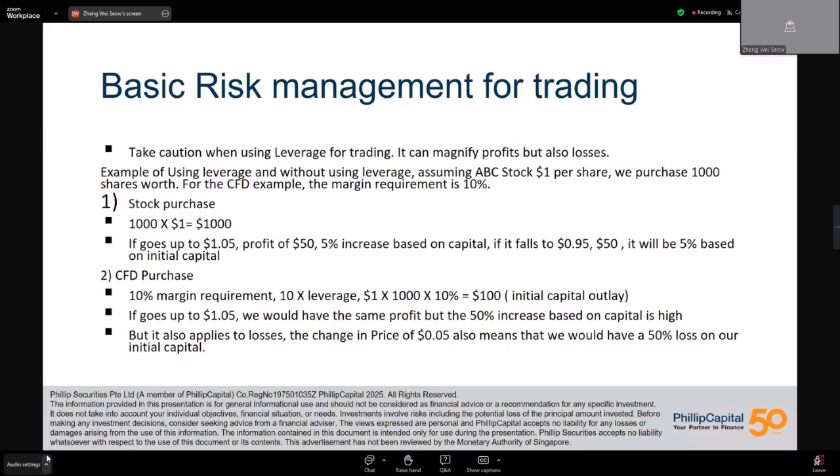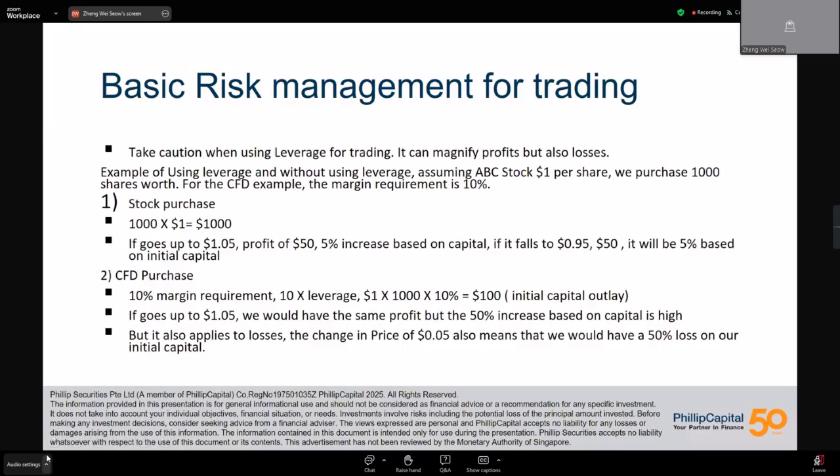To understand what leverage or risk management is when it comes to trading with CFDs, let's look at an example where we're trading stocks. Assume ABC stock is $1 per share, and we decide to purchase 1,000 shares. For stocks we do own the underlying, and the initial outlay is a bit higher. If price were to go up to $1.05, we profit $50, a 5% increase in base capital. If it falls to 95 cents, we lose $50, a 5% loss based on initial capital.